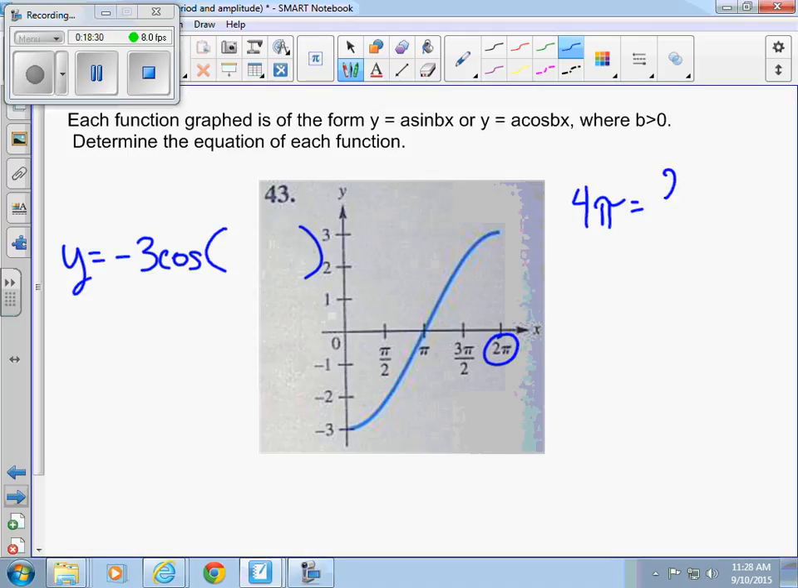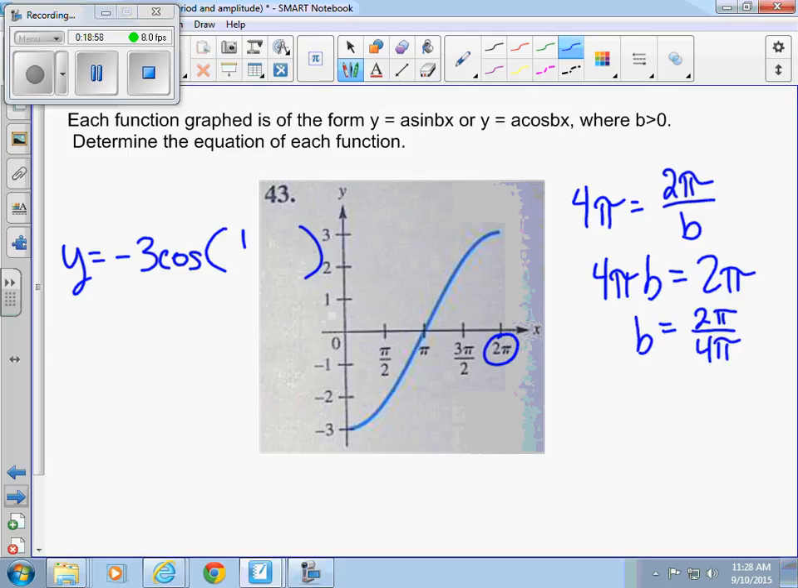And I know that period is 2 pi over b. I need to know what b is. Yes, cross multiply and divide. If you do this enough times, you'll notice that you end up dividing the 2 pi by the period to get to b. 1/2. Over this is 1. Any questions about that? Yes.